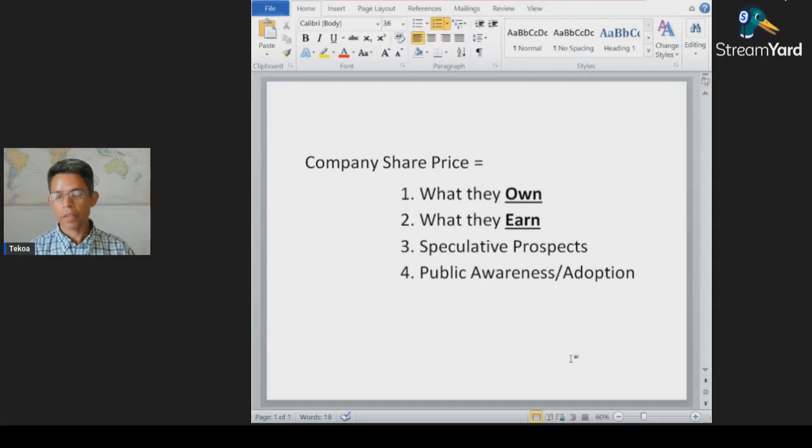So those are the general four categories I think that impact the share price of a company: what they own, what they earn, what the speculative prospects are, and then lastly, the extent of public awareness and adoption of the company, whether or not the public or the investment managers of the world decide to buy the company stock. Those are the four general categories of variables that I think impact the company share price the most.